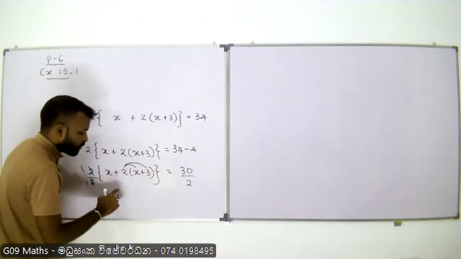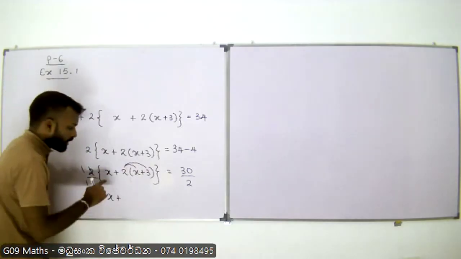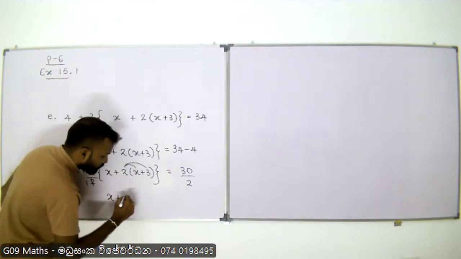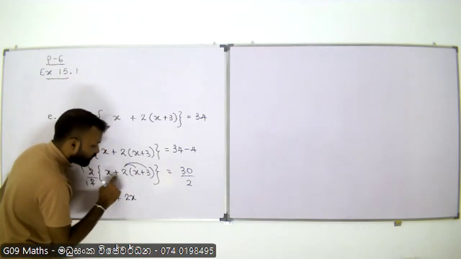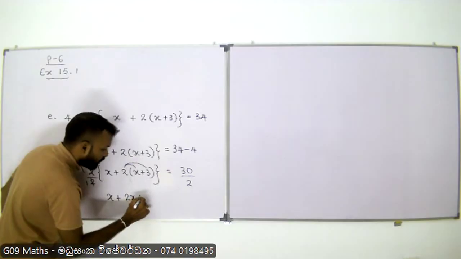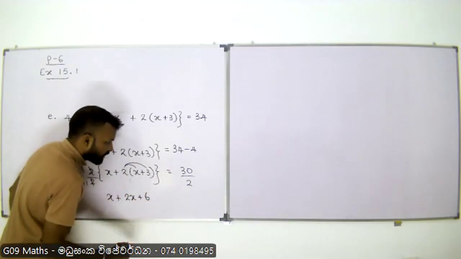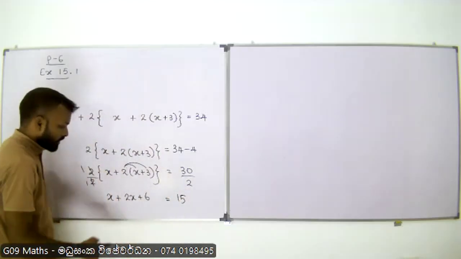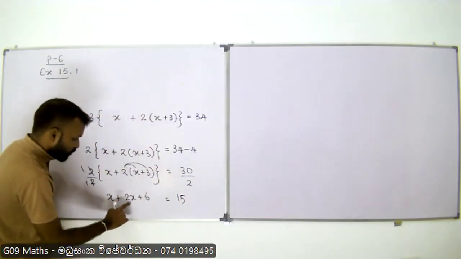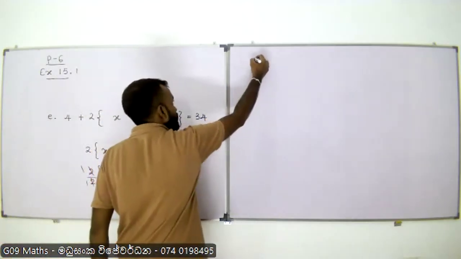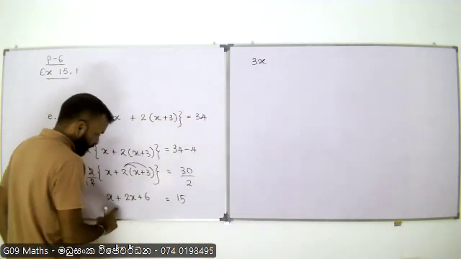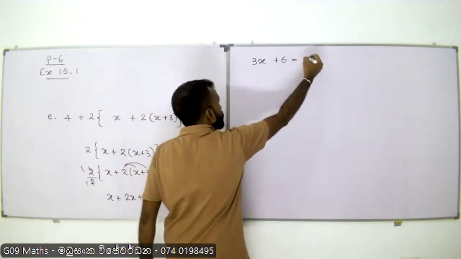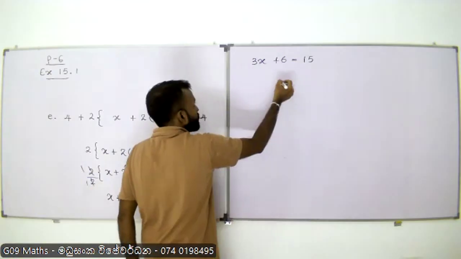So x plus, at the same time, if you want, you can remove the brackets as well. I am not going to waste another step. Plus 2, positive into positive, positive, 2 into x, 2x. At the same step, positive into positive, positive, 2 times 3, 6, is equal to 30 divided by 2, 15. So like terms, x plus 2x, 3x. So I will do it here. 3x plus 6 is equal to 15.